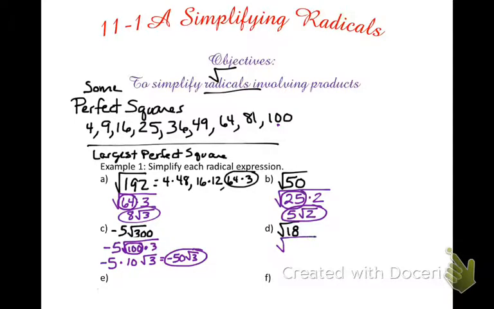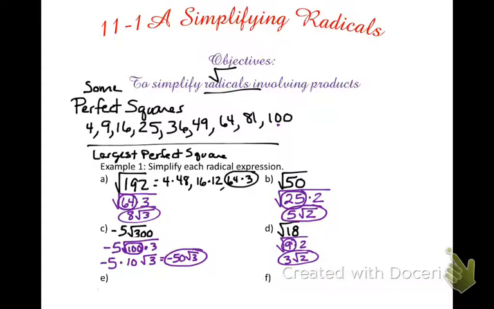Now the square root of 18. What is a perfect square that goes into 18? 4? No. 9? Yes. 16? Oh, now we're going a little too high, so it's 9 times 2. So the square root of 9 is 3, and left over is 2, so it's 3 square root of 2.